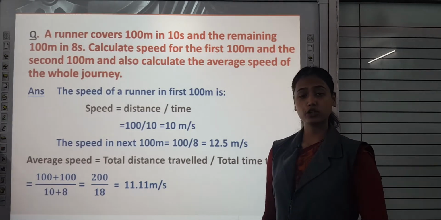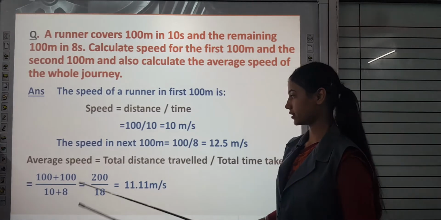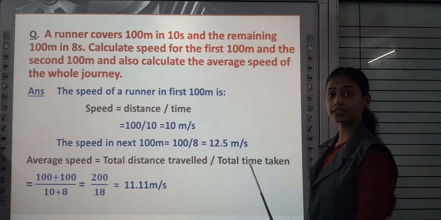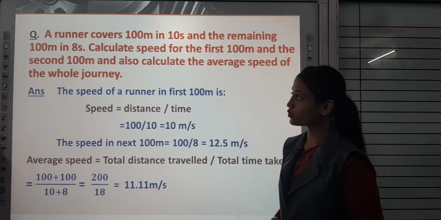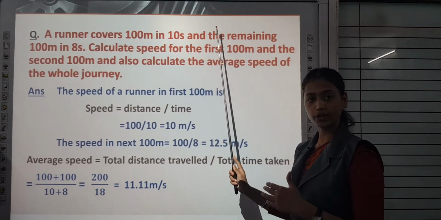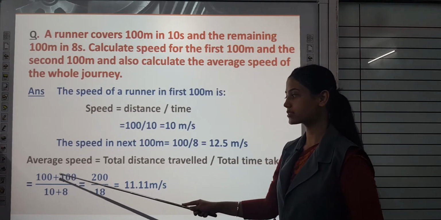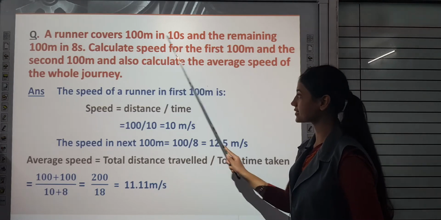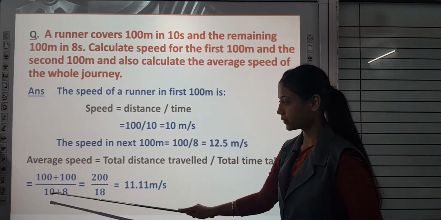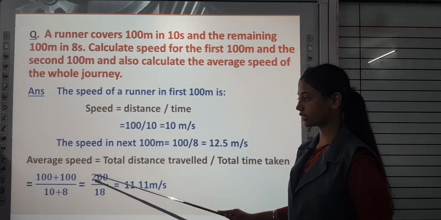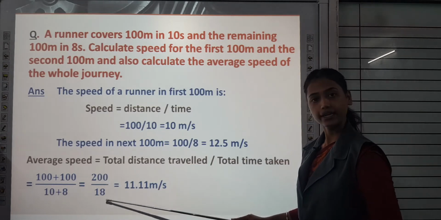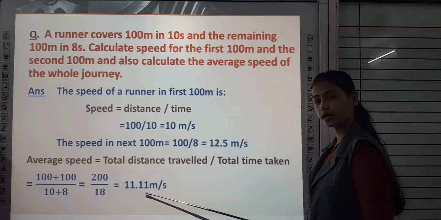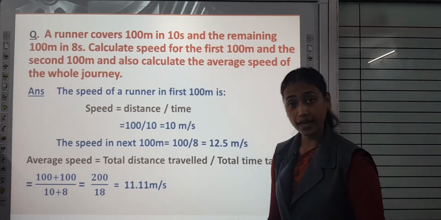Now we will calculate his average speed. The formula is total distance travelled divided by total time taken. Total distance is what? 100 meter and the next 100 meters, means 100 plus 100, divided by the total time. Initially he was taking 10 seconds and then 8 seconds. So add this up, 10 plus 8, and you will get 200 divided by 18. Divide it and you will get 11.11 meter per second as his average speed.